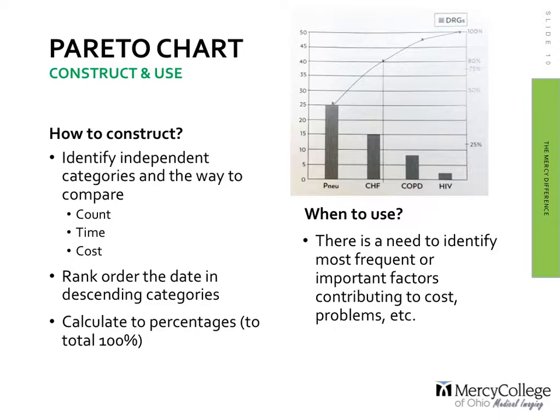Now, a Pareto chart is a little bit different in terms of organization, because it's not continuous, but it's organized based on the amount of occurrences.